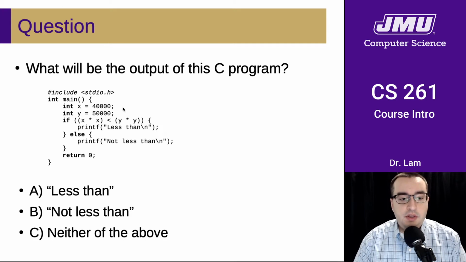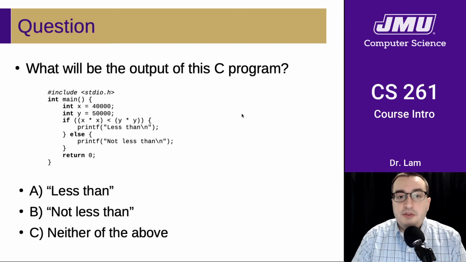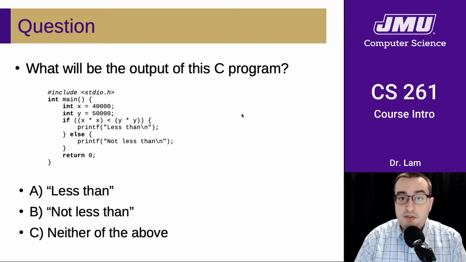This is a program that has two different variables, x and y. We set x to be 40,000 and y to be 50,000. We square each number and do a comparison. If the square of x is less than the square of y, it'll print less than, otherwise it'll print not less than. Think for a second about whether this is going to print less than or not less than. Maybe pause the video. I may leave a link below the video for an online IDE where you can try this out. Think for a second about what you think this program will do.